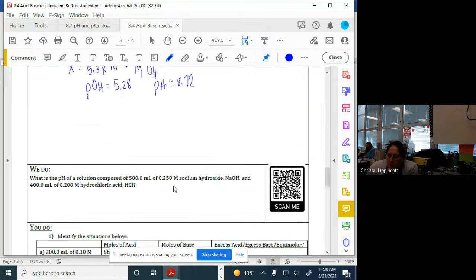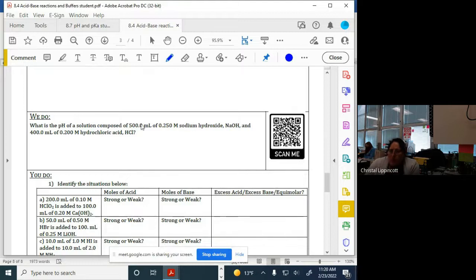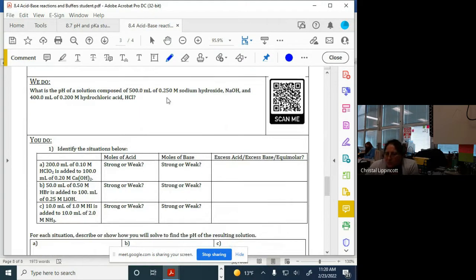All right. The pH of a solution here is composed of 500 mL of sodium hydroxide and 400 mL of 0.2 hydrochloric acid. They want to know what the pH is. We are in the land of stoich. We have a strong base and a strong acid.